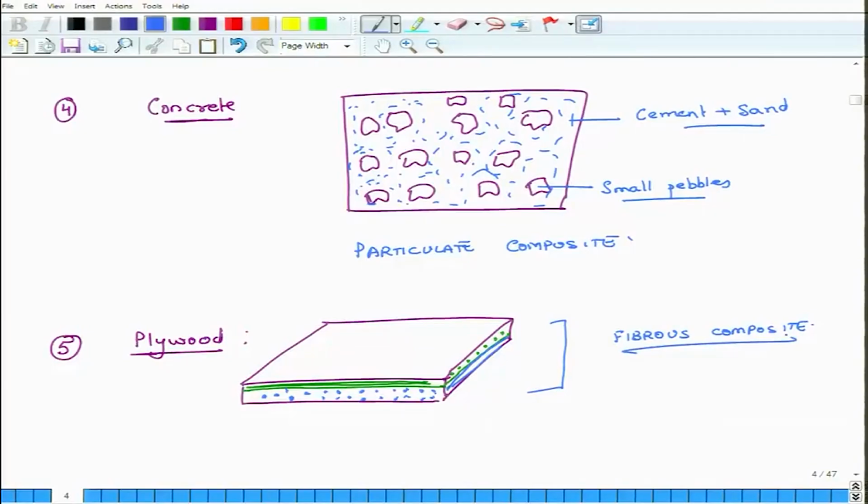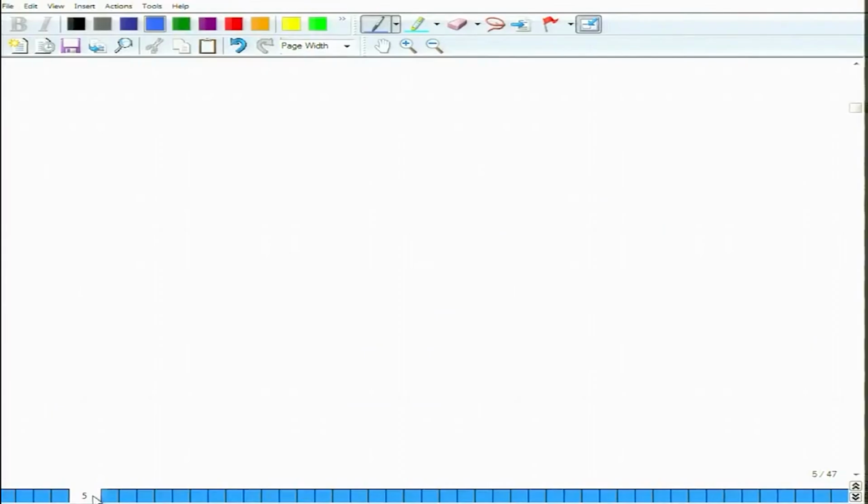Fibrous composite. Okay. Each ply itself is composite, but then here you have put several plies or layers glued together. So, that is why it is called plywood. Another example would be fiberglass. So, what is fiberglass?